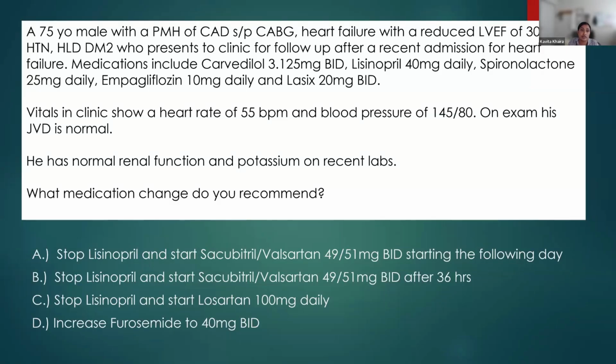Vitals in clinic show a heart rate of 55 beats a minute and a blood pressure of 145/80. On exam, his JVD is normal. He has normal renal function and potassium on recent labs. What medication change do you recommend?